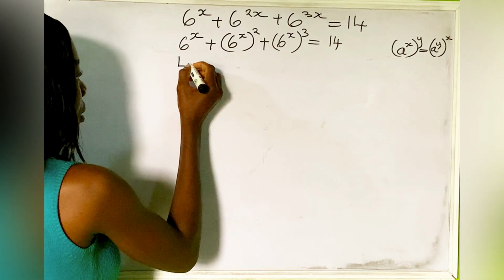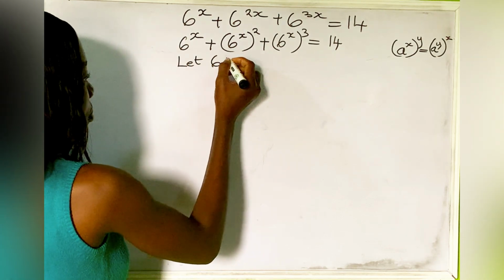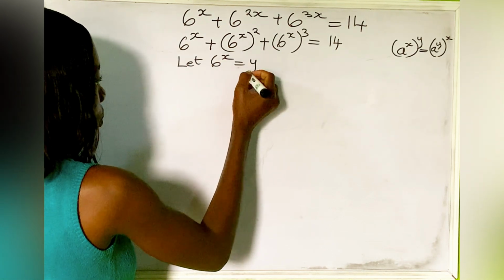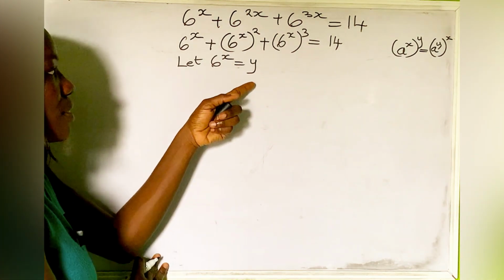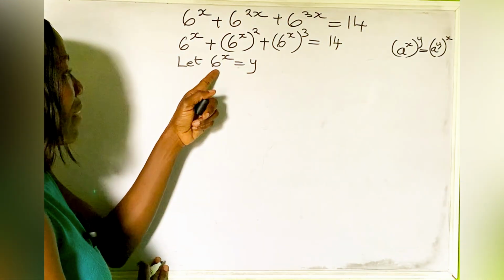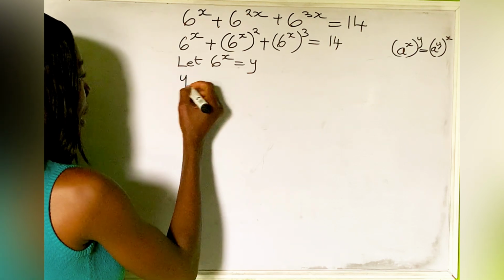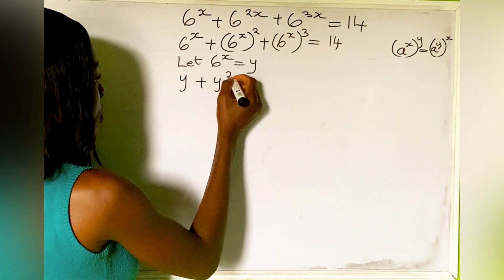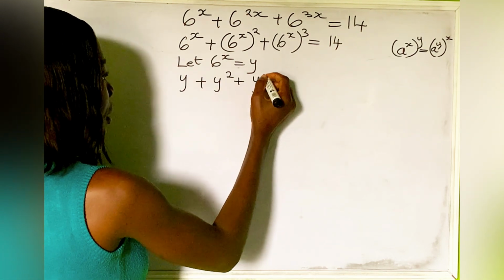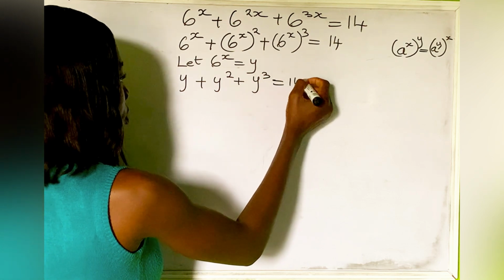Now, let 6 to the power of x be equal to y. So this means that wherever you see 6 to the power of x, you put in y. Here it becomes y plus y squared plus y cubed is equal to 14.